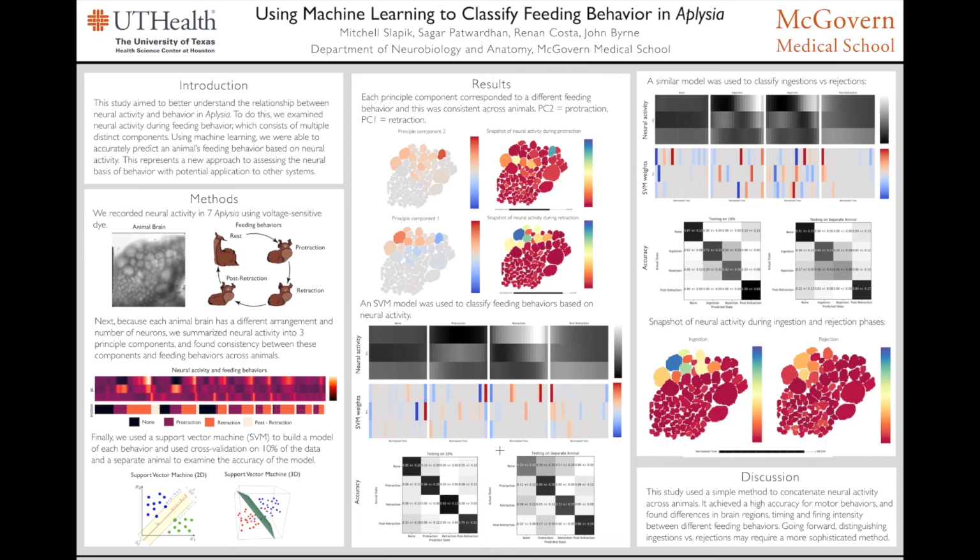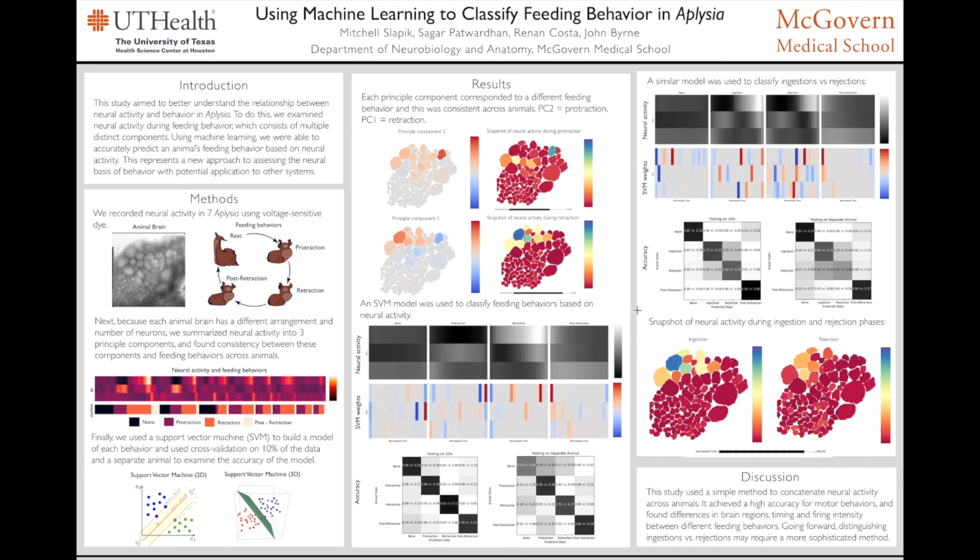And then at the bottom, you can see 2 confusion matrices showing the accuracy of this classifier. So it achieved a high accuracy when training on 90% of the data and generalizing to the other 10%. And it also achieved a high accuracy when training on 6 of the animals and testing on the remaining 7th animal.